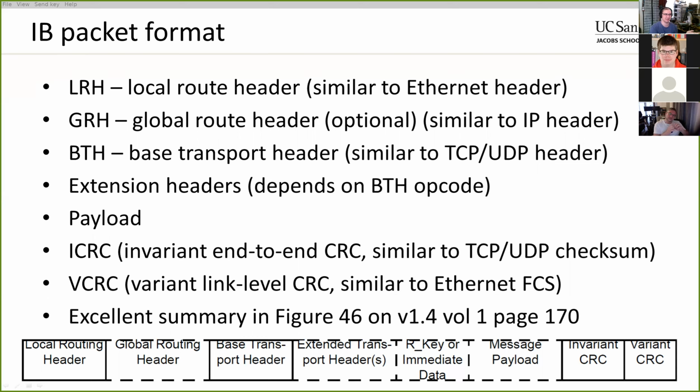Same thing with the TCP checksum, right? Because the Ethernet FCS will protect you as the packets traverse the links, but if you get a bit flip inside of a switch buffer, then the Ethernet FCS is not going to help you. You need the TCP checksum in order to detect that. So, like I said, there's a summary on page 170 of the IB specification that lays out all of the fields. All right, so I'm going to talk about these headers just at a real high level here.